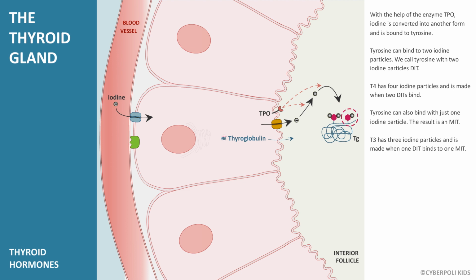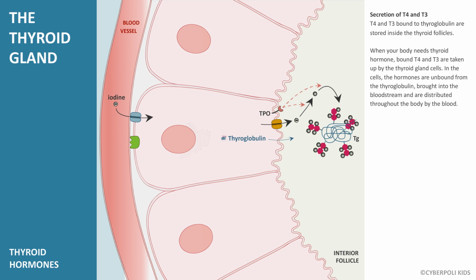Tyrosine can also bind with just one iodine particle. The result is an MIT. T3 has 3 iodine particles and is made when one DIT binds to one MIT. T4 and T3 bound to thyroglobulin are stored inside the thyroid follicles.